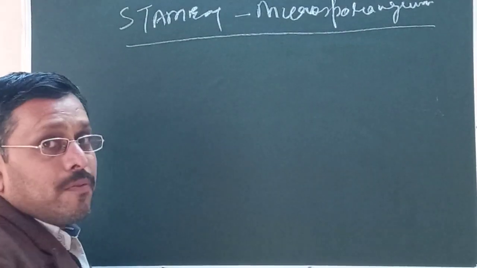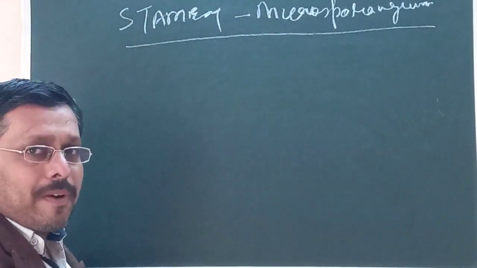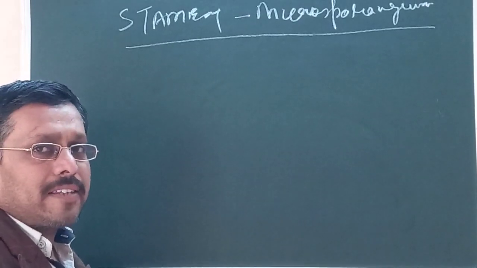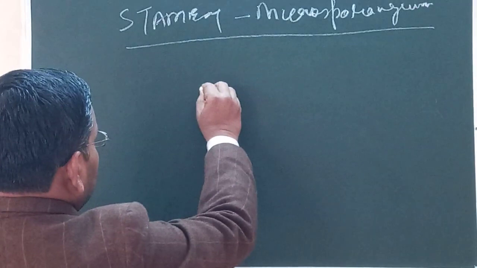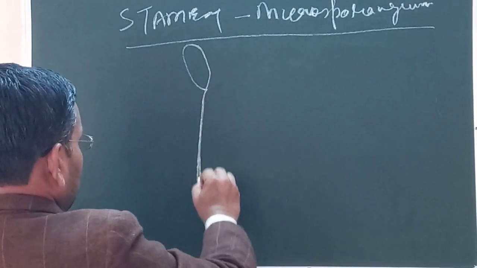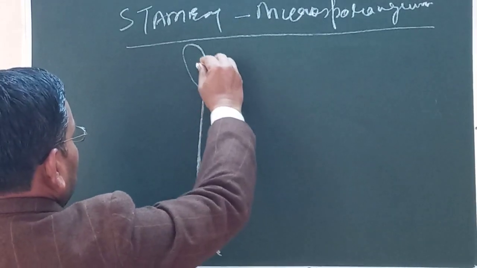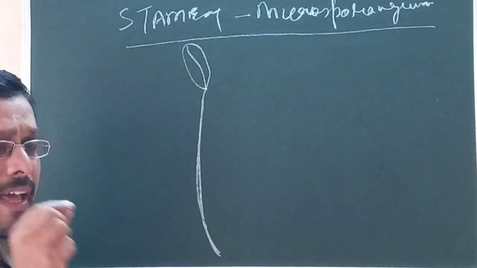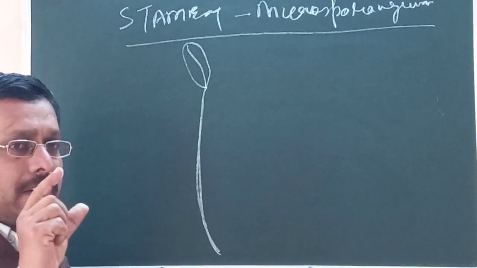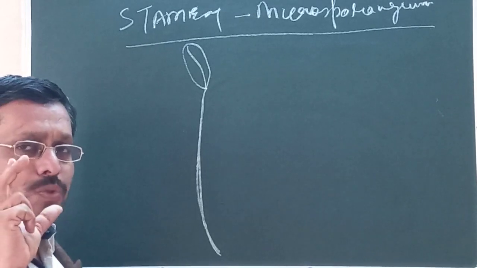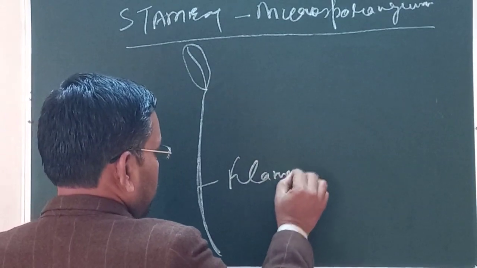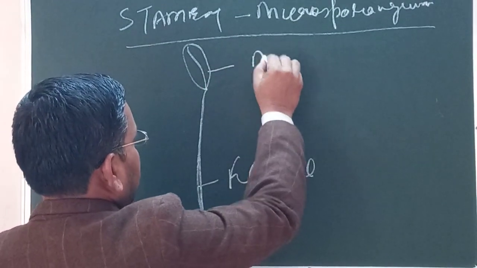In previous sections we discussed the male reproductive part, that is the stamen, consisting of two parts: one is the filament and another is the anther. When we pick a stamen from the flower, it is clearly visible that it has two parts. One is called the filament and another is called the anther.